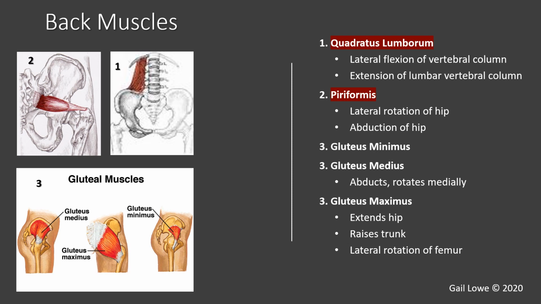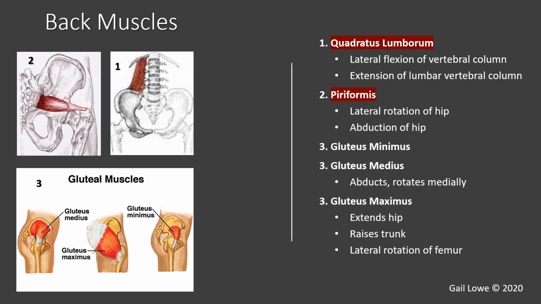Quadratus lumborum, quad means 4, and quadratus lumborum, the lumborum bit means it's in the lumbar area, so it attaches to the top 4 lumbar vertebrae. And the 4 means it attaches in the 4 corners, so we can see it's sort of square shaped.